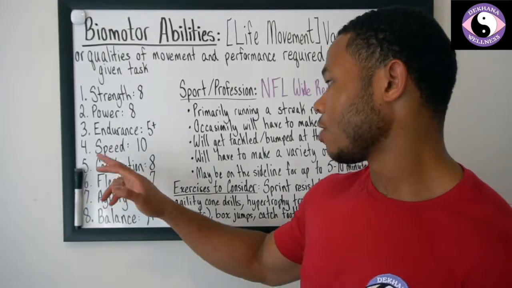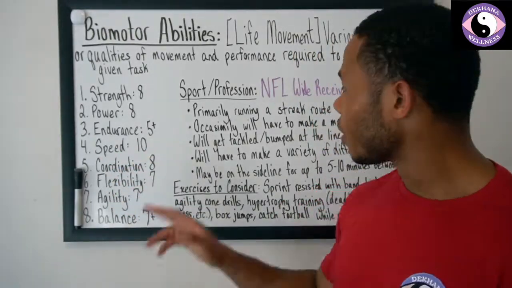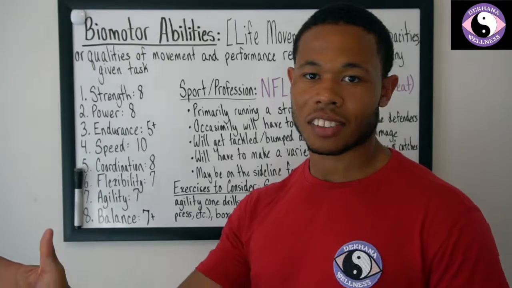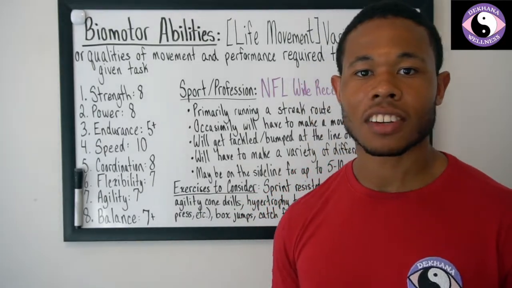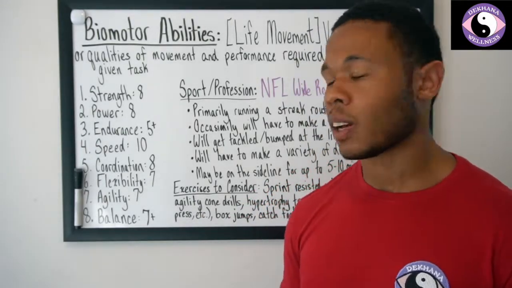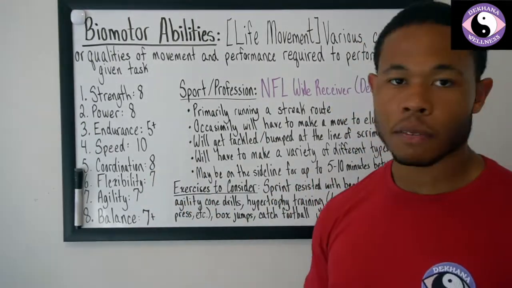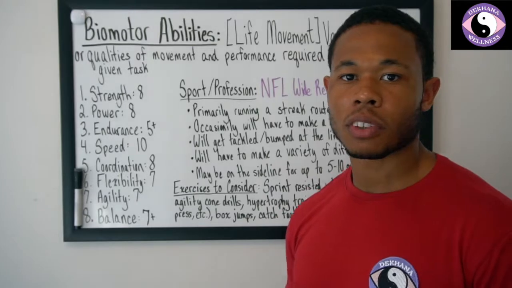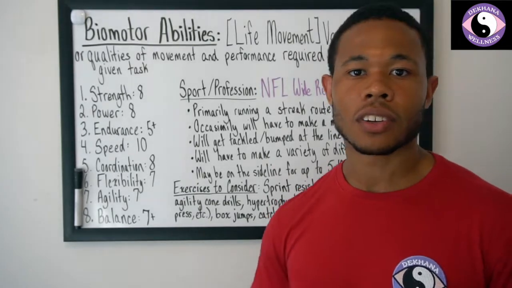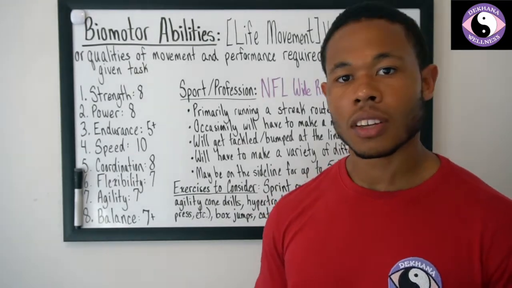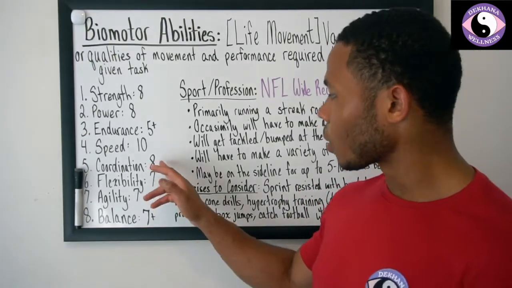All right, so again, speed, we know it's a 10 because it's a streak route. So we already know that's a 40-yard dash, a 60-yard dash, just going down the field as fast as possible. All right, coordination, again, catching in traffic, footwork, right? Having to elude defenders, knowing those ladder drills, just knowing the routes. So that's going to be an 8. We'll give it an 8.